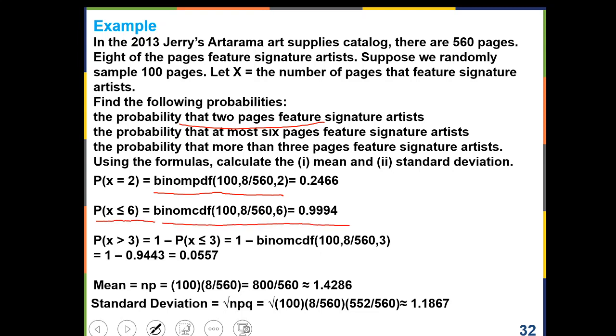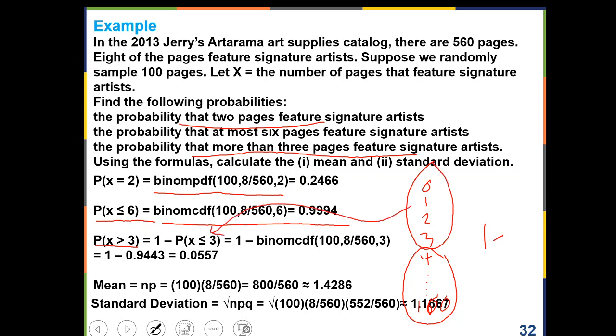binomial CDF. Now, probability that more than 3 pages, now more than 3, remember we have 0, 1, 2, 3, 4, all the way to 100. More than 3 means 4 or more. So it's 1 minus that. But how do we get that? Well, that is binomial CDF right there. So if you subtract that from 1, you get the probability of x greater than 3.